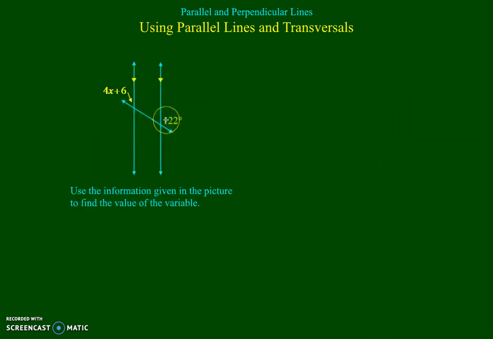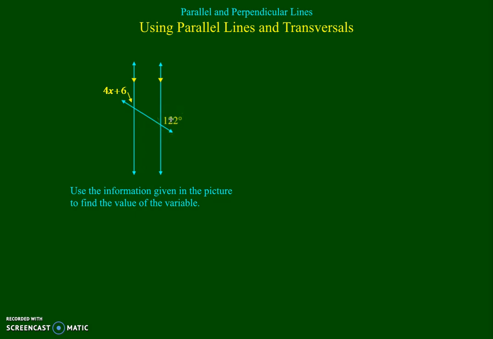In this problem, we have a slightly different setup. And here we have two exterior angles, but they're on the same side of the transversal. So these are not alternate exterior angles. Well, as usual, I have a number of different ways I can proceed.